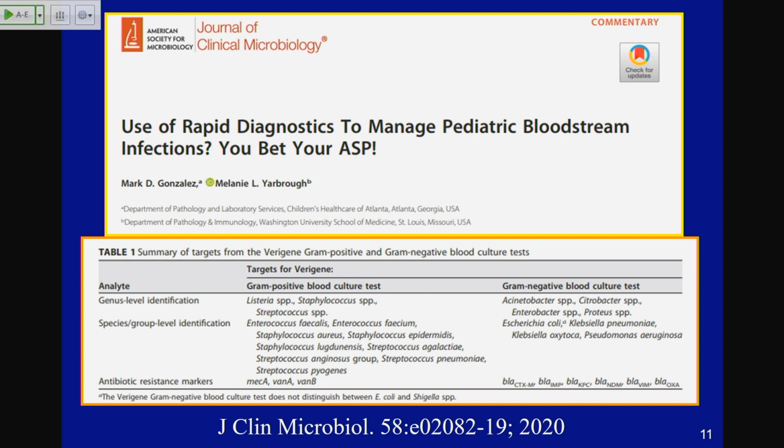So these panels might be important, and this paper allows me to say, you bet your ASP, right? I'm fired up to say that. ASP stands for Antimicrobial Stewardship Program, right? So I'll show you data a little bit later that suggests that performance of these panels is really tied in well, or most beneficial when it's tied in with the whole you bet your ASP paradigm.